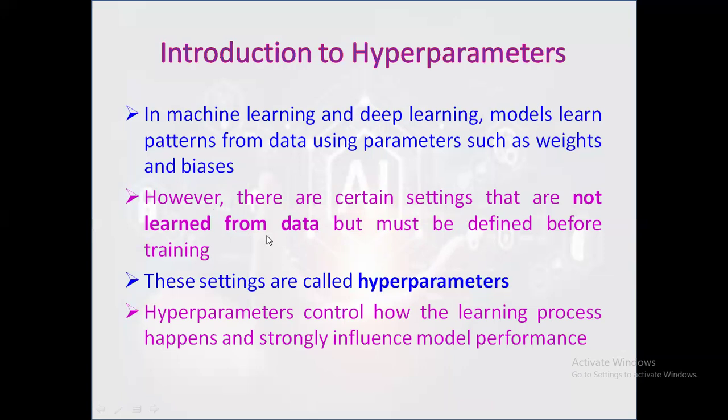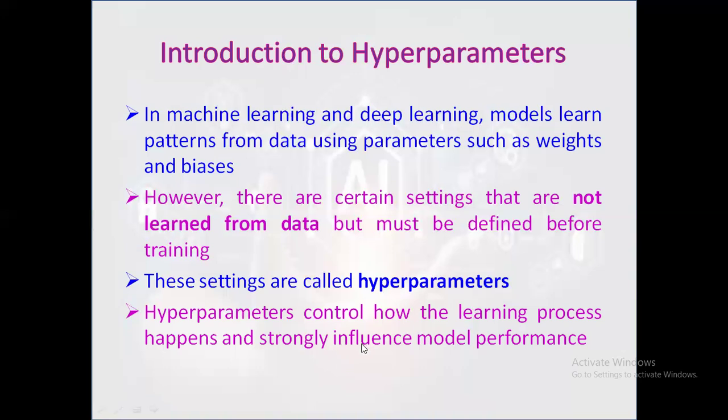That means, apart from learned parameters, there are certain predefined settings that must be specified before training begins. These settings determine how the learning algorithm behaves and cannot be optimized directly through gradient updates or training iterations. These predefined configuration values are what we call hyperparameters. They define the structure of the model and control aspects of the training process, such as how fast the model learns or how complex it becomes.